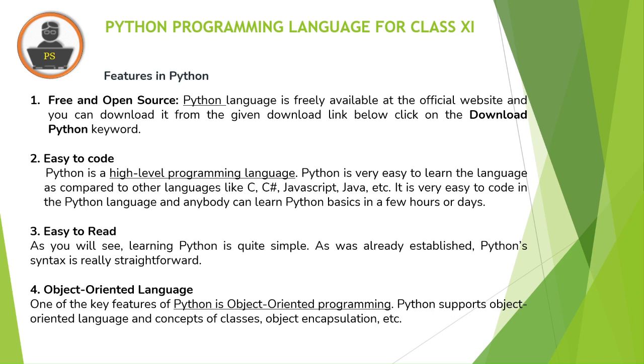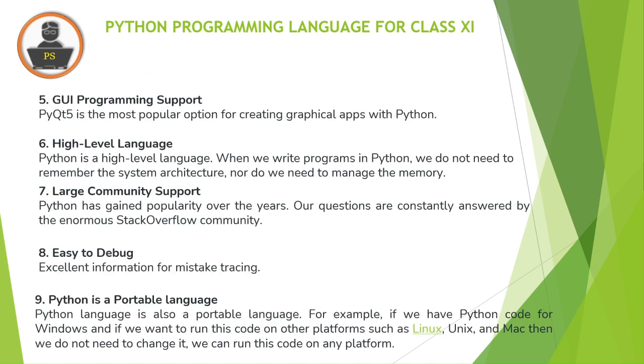Now it is an object oriented language also. One of the key features of Python is that it is an object oriented programming language. Python supports object oriented programming and the concepts of classes, objects, encapsulation, etc. Now GUI programming support. Python is the most popular option for creating graphical applications.